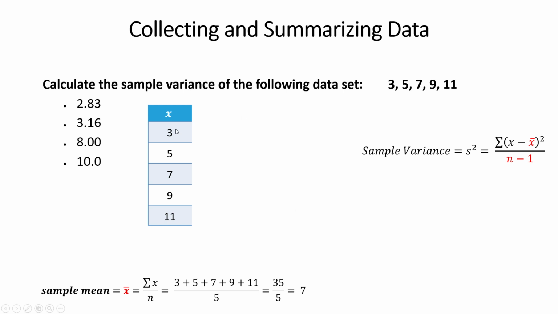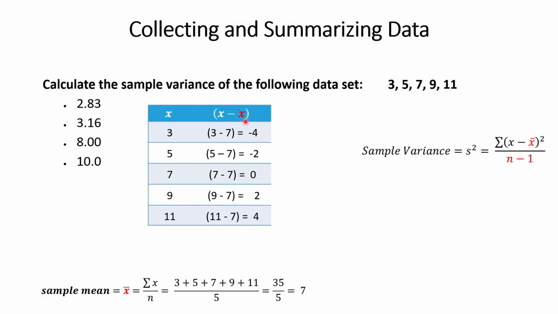So the way this table works is I've got all my individual x values, and now what I want to do is compare that x value against the sample mean. So this should be the sample mean. I don't know why it always gets cut off like that. But essentially what I'm doing is comparing every individual value against the sample mean.